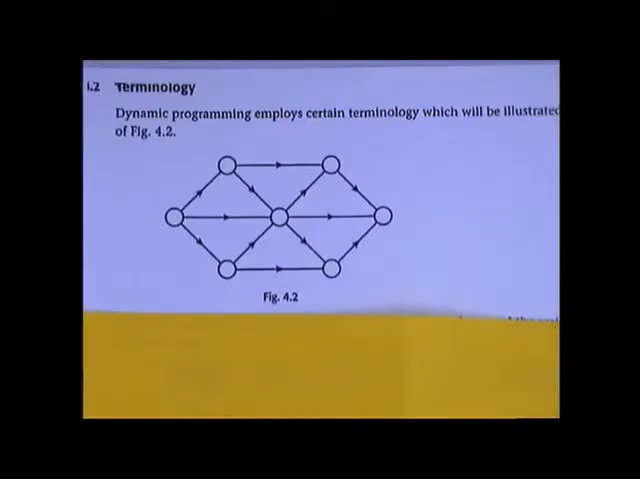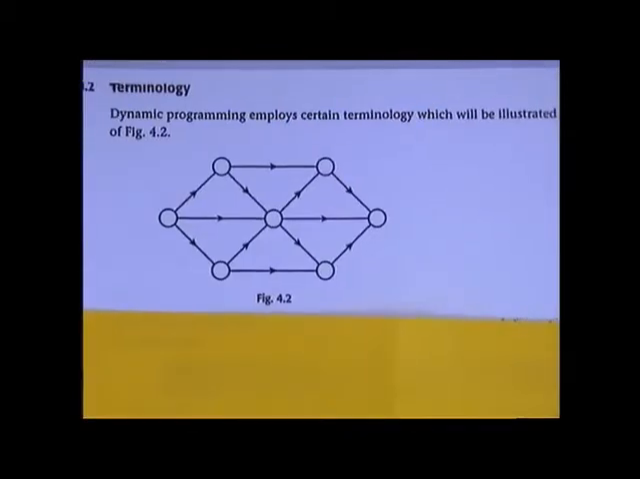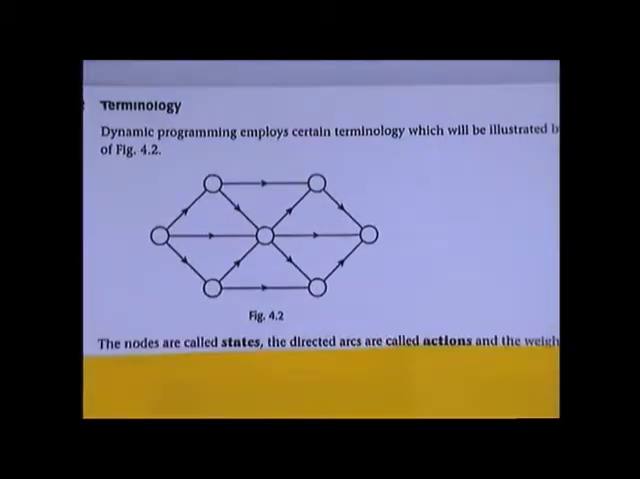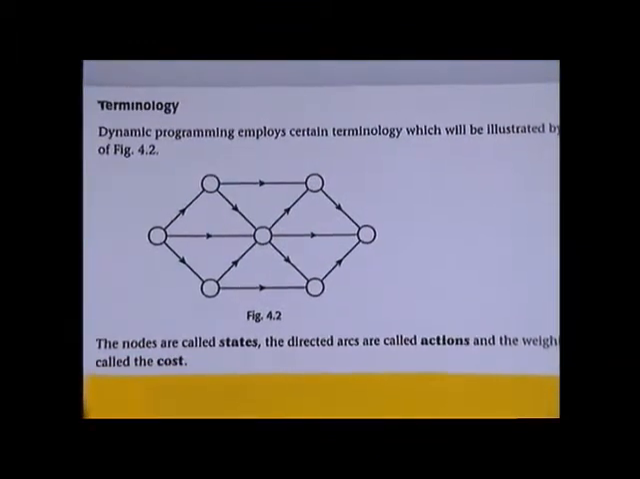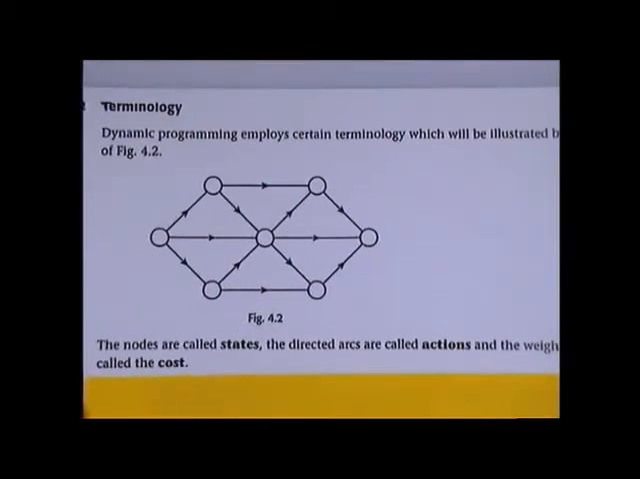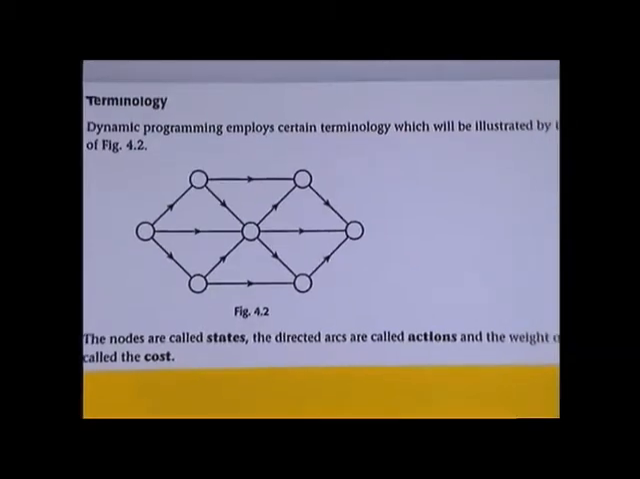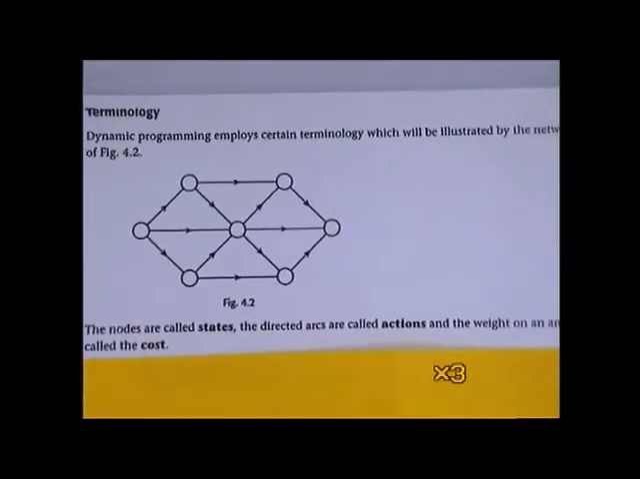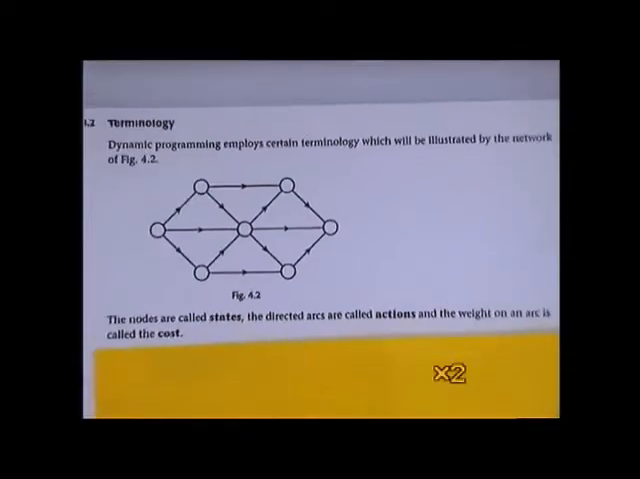Copy this network down, please. First of all, can you copy this network down? Okay. Nodes are called states. This is really important, you get this in your head. Nodes are called states, and the directed arcs are called actions, and the weight on an arc is called the cost. So if you can actually copy that sentence down: the nodes are called states, the directed arcs are called actions, and the weight on an arc is called the cost.